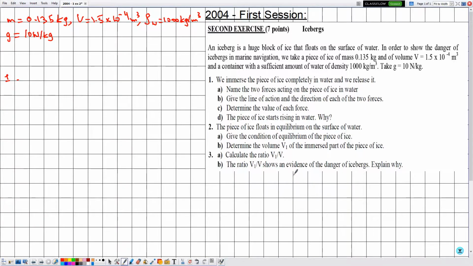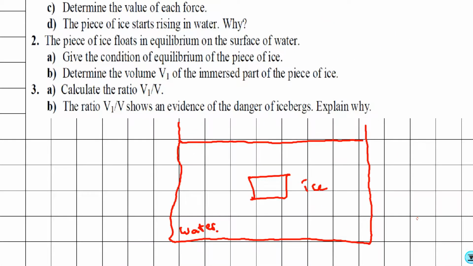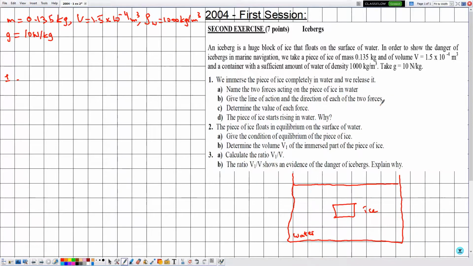Let me do here a small sketch. So suppose that this is the container having water. And this is the piece of ice. Now they are telling me that we immerse the piece of ice completely in water. So this is the piece of ice completely immersed in water and we release it. Now part A.